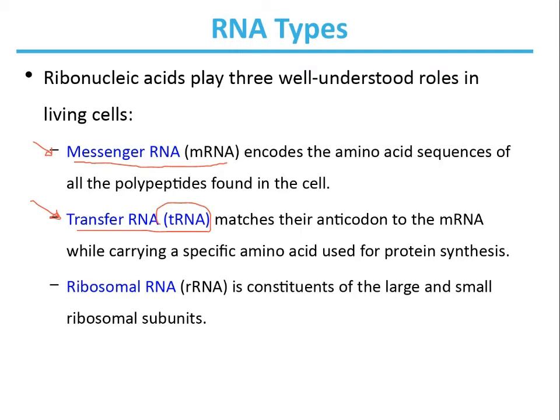We have the ribosomal RNA, abbreviated rRNA. Ribosomal RNA is a constituent of the large and small ribosomal subunits. I will show you this in the last slide. Ribosomal RNA is the factory. It's the factory for the protein synthesis, or the translation. Okay.